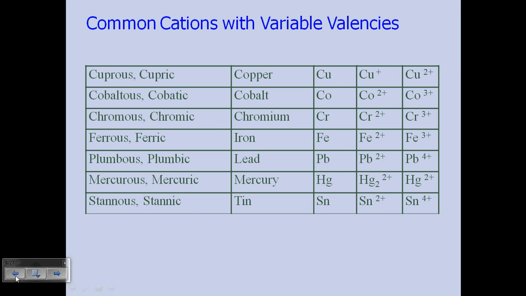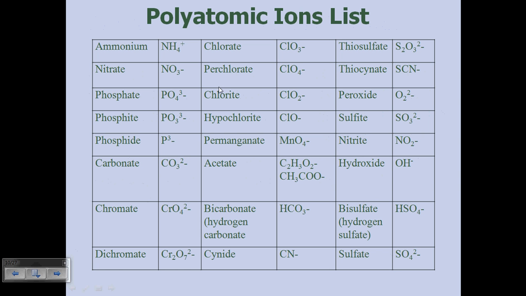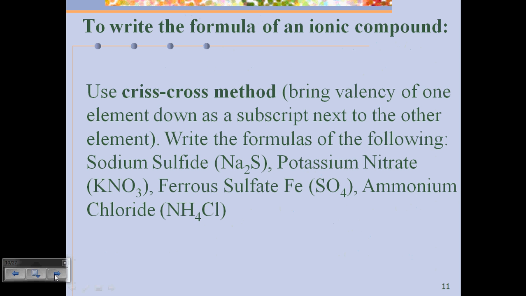So this is a pretty good list of common cations that exhibit variable valency. One thing that's common here is these are all transition metal cations from the d block. Moving on to the next list, which is a comprehensive polyatomic ion list. It's a must-memorize list. I would suggest you either make study cards or go on Quizlet, and those links are at the end of this PowerPoint.